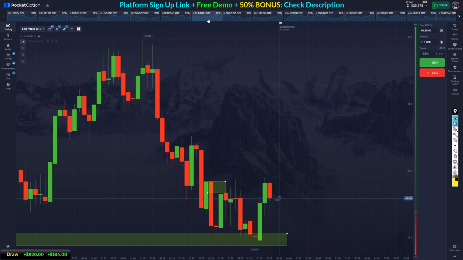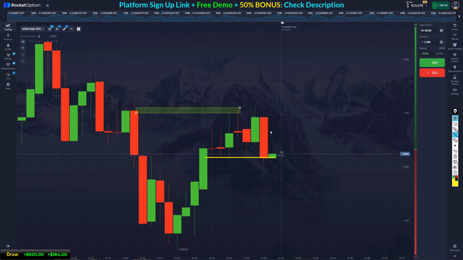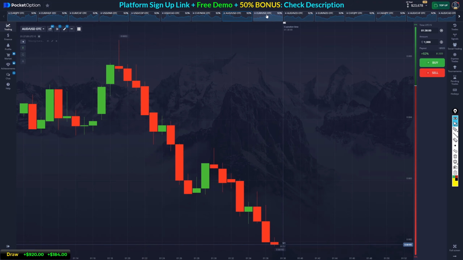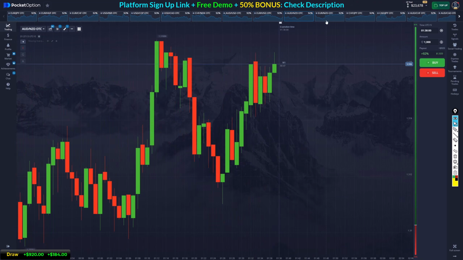I will move forward. Okay, so here if you break this doji from the downside, I wouldn't take this because it's risky. Okay. So the market direction is very important.